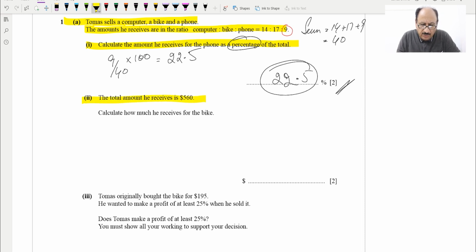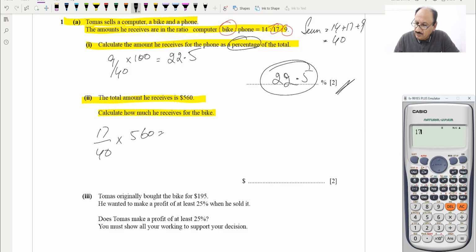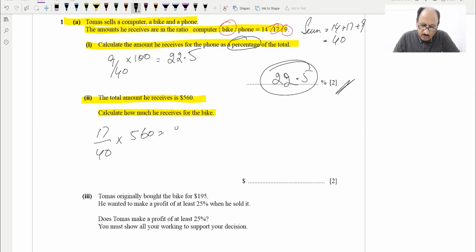Second part, the total amount he receives is $560. Calculate how much he receives for the bike. The bike is the first ratio, bike is 17, so 17 out of 40 multiplied by 560, and this will give us 238. So the answer will be $238, and this is for 2 marks, which is done.